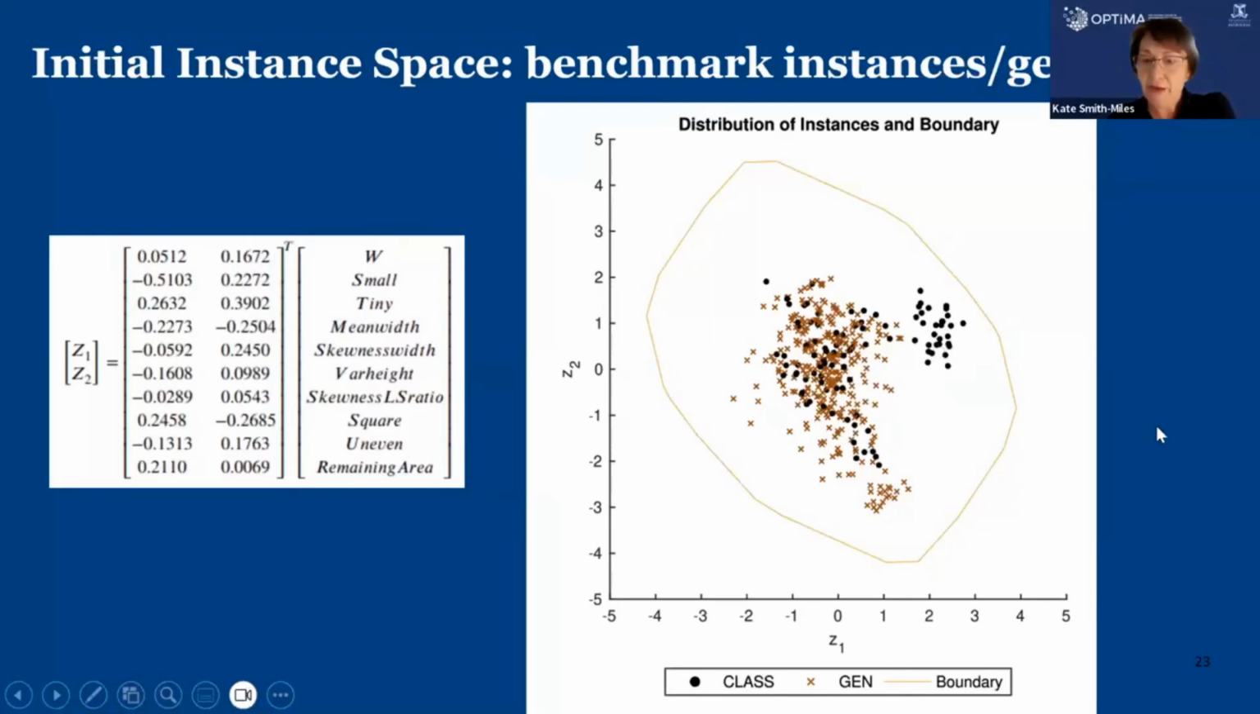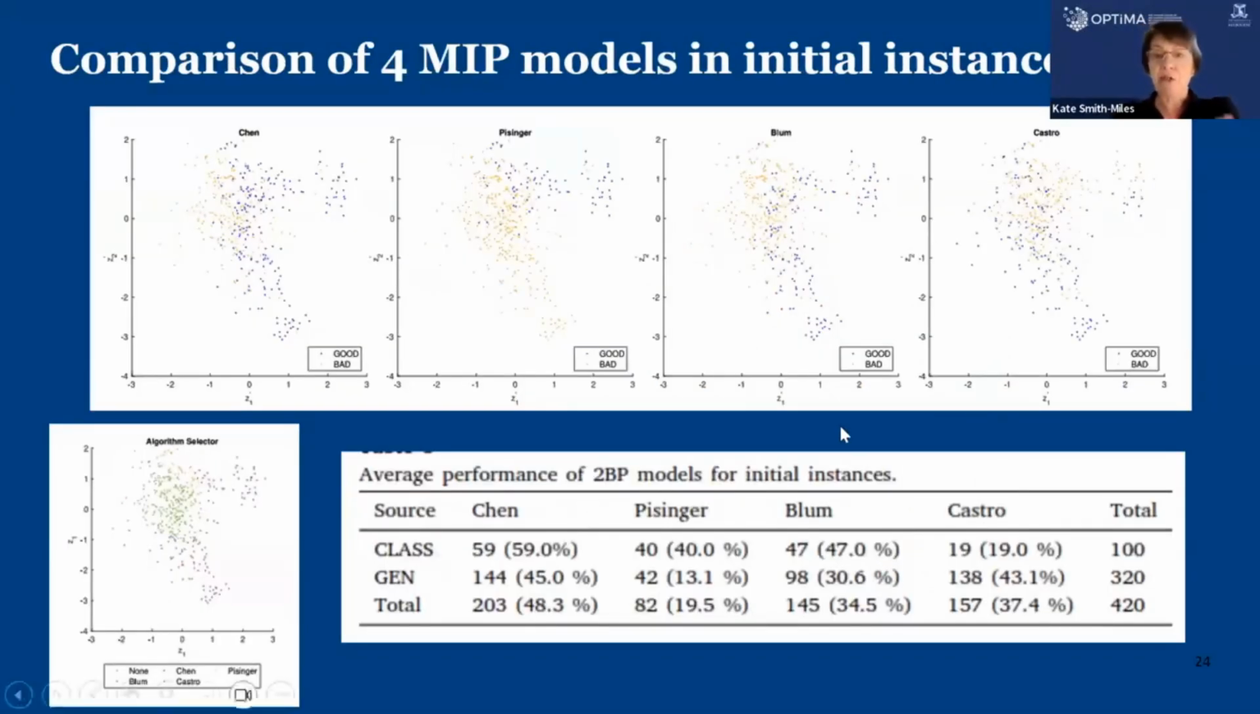So that's the instance space on our first iteration. We can then look at the performance of the 4 different models across that instance space. So we have 4 different models by Chen, Pissinger, Bloom, and Castro. And the Chen one is quite powerful across the instances. It has best performance 59% of the time. So we can study the performance of the different models, and we have an algorithm selected down here that tells you which model is likely to be best.